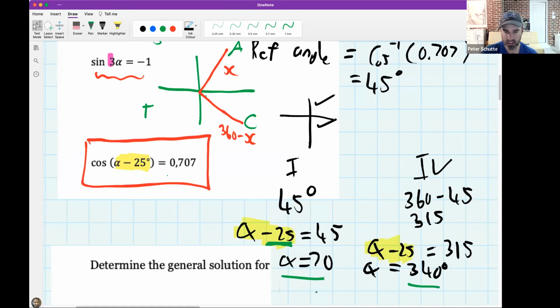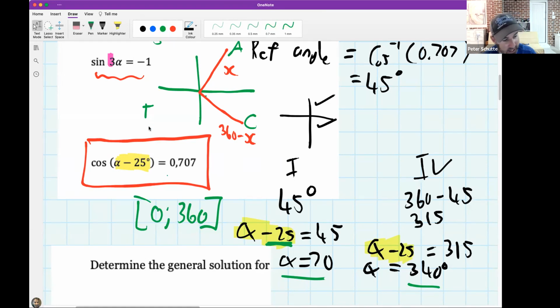These are specific solutions, and these solutions are in the range 0 to 360. So the one answer is 70, the other answer is 340. If you wanted to make them a general solution, you would just tag on a k times 360 for the period of the cos graph. And the reason it's cos we're dealing with is the question dealt with cos.